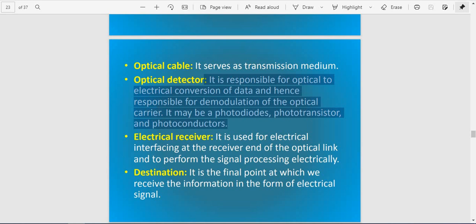So what are the optical detectors? They can be designed by using photodiodes. They can be designed by using phototransistors. They can be designed by using photoconductors. So by using all these things, optical detectors can be built.